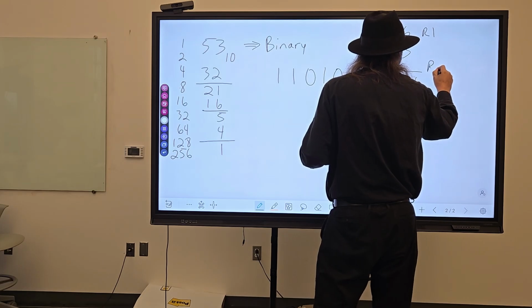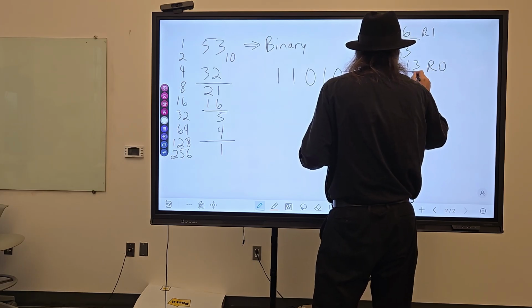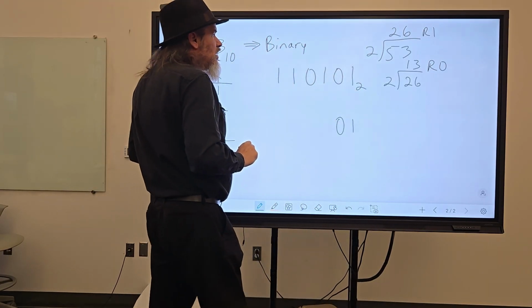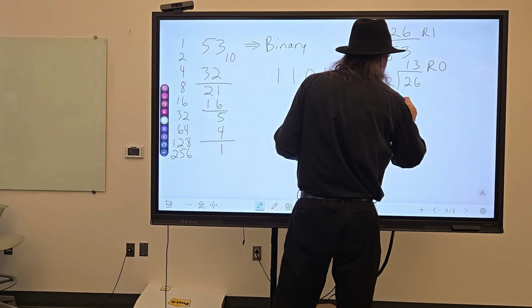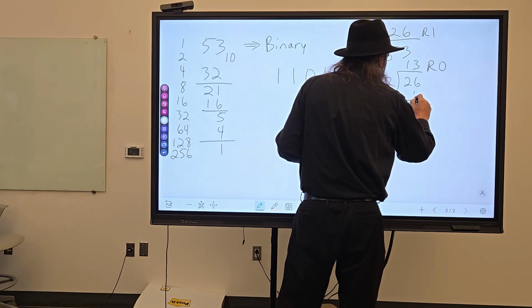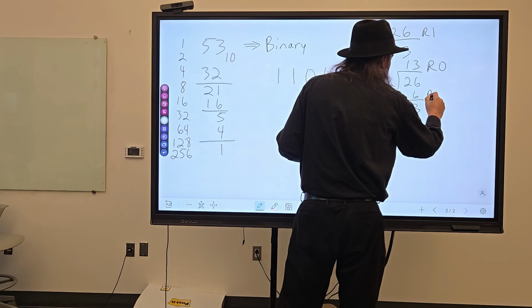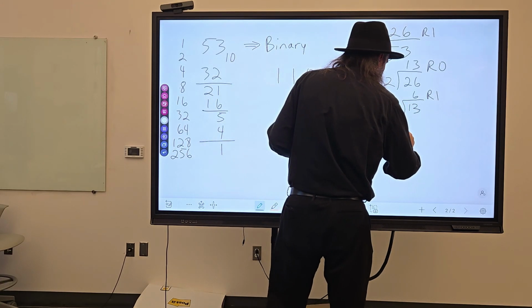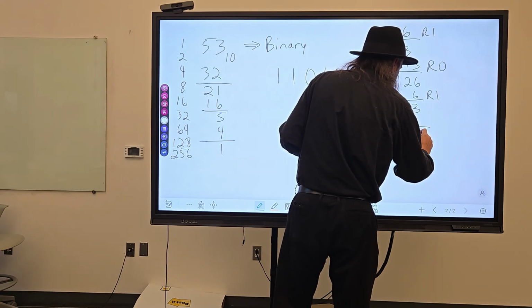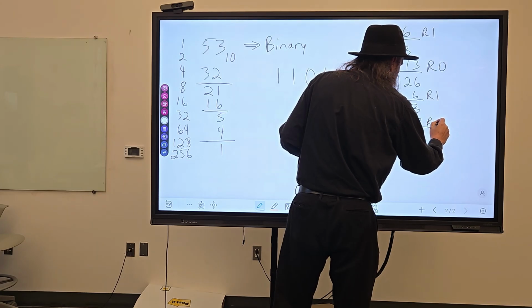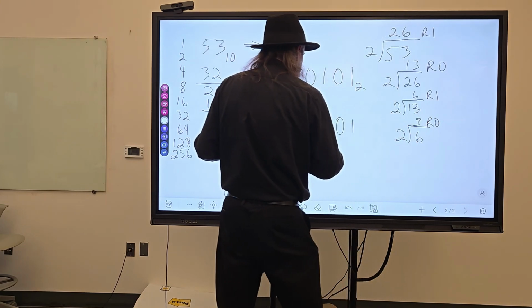And the remainder is 0, so it gives you a 0. Then 13, 2 into 13 goes 6 times with a remainder of 1, so it gives you a 1. 2 into 6 gives you 3 with a remainder of 0, so you get a 0.